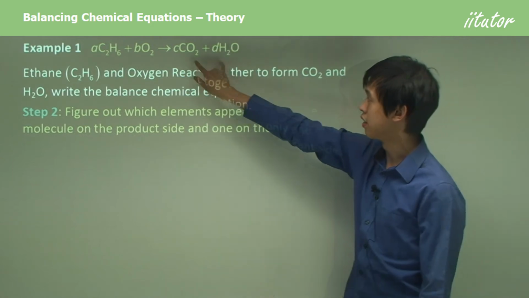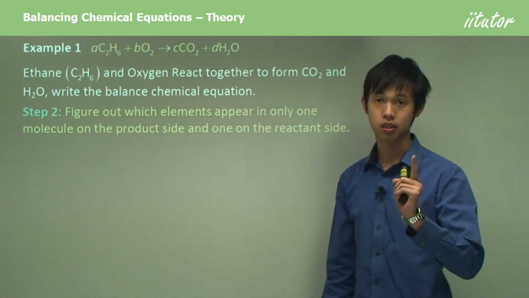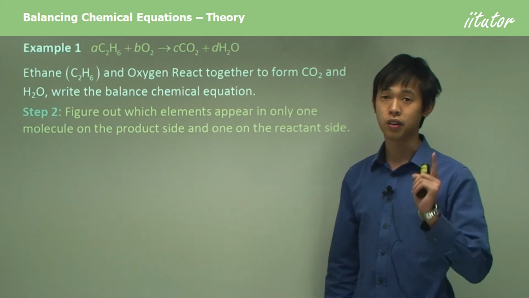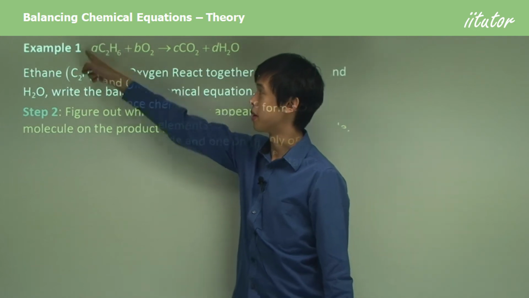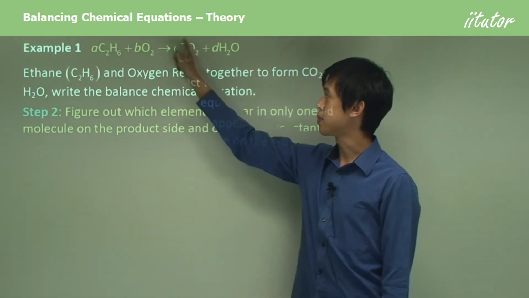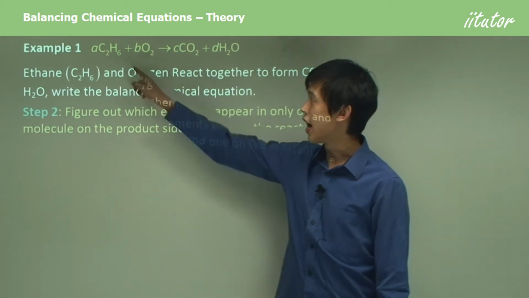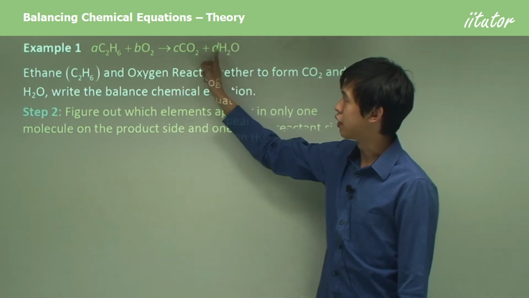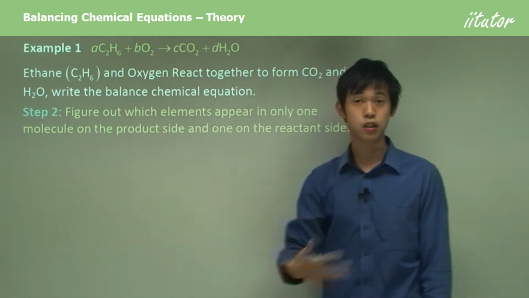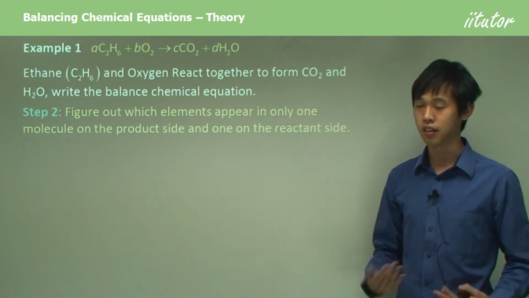Okay? So you can see that happens, right? But what we want is we only want it to appear once. Okay? So we're looking for elements that only appear once on either side. So you can see carbon appears in this molecule and carbon appears in this molecule. So that's good. That's something that we want to take note of. Hydrogen appears in this molecule and this molecule, but it only appears once on either side. So that's good again. We need to note that because it'll make our balancing a lot faster.